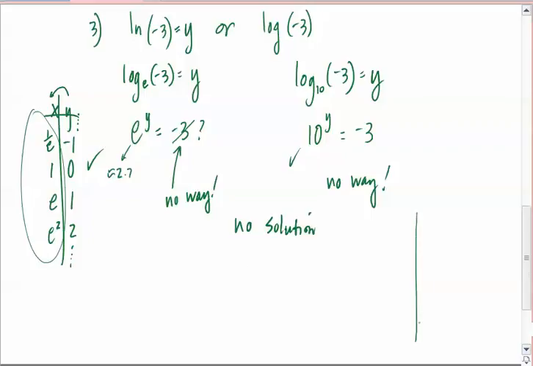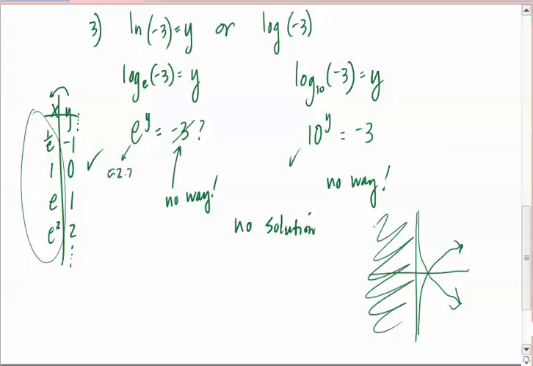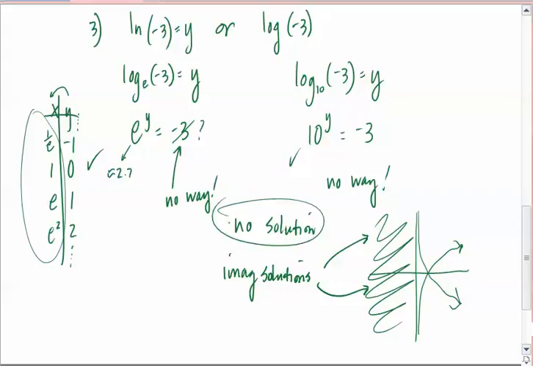And if you remember our log functions, they look either like this, right? Or they look like this. Now what does that mean? That means there's no way the x value can be negative. Okay? So we could say it can happen, but it happens only in the imaginary world. So this would be imaginary solutions. Imaginary solutions are right here, right? So there's no solution here. You can't have it. Okay?